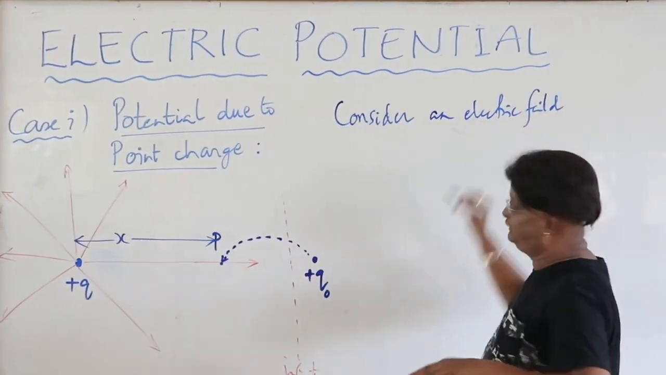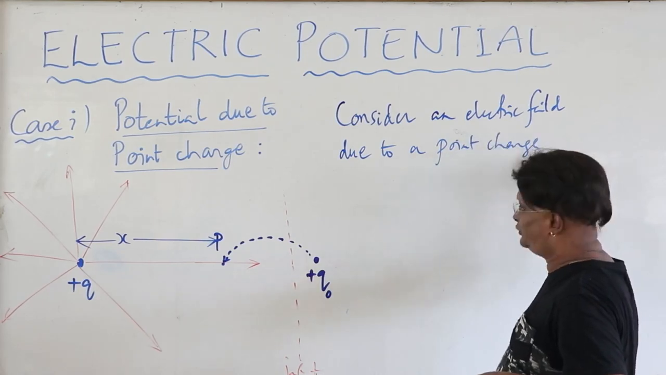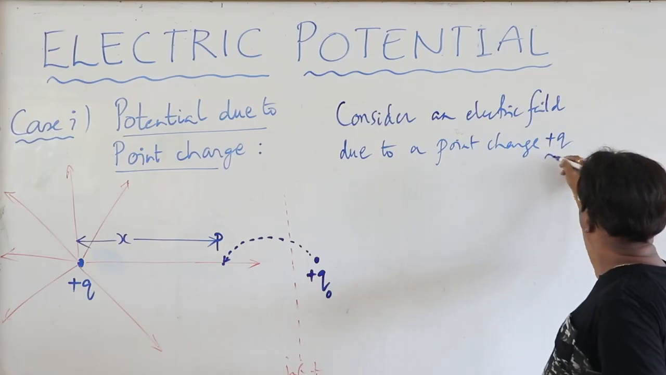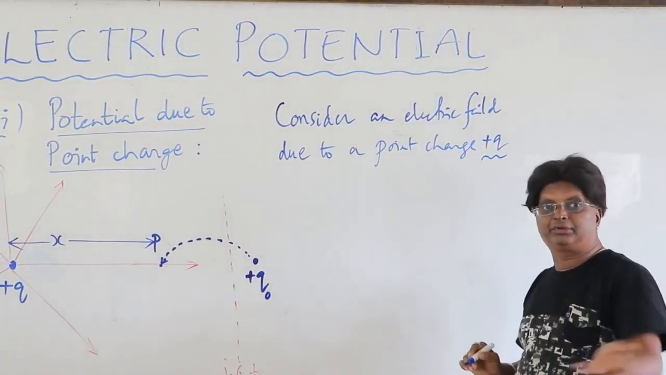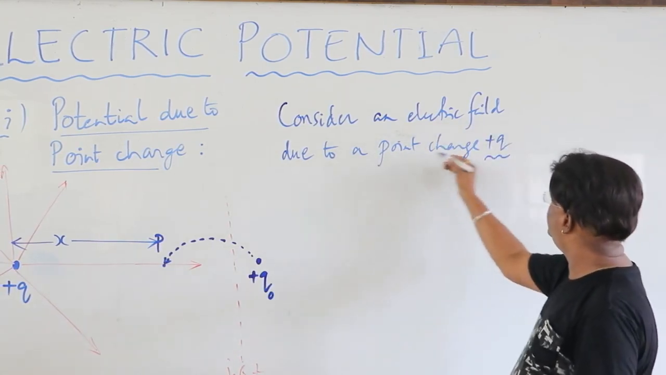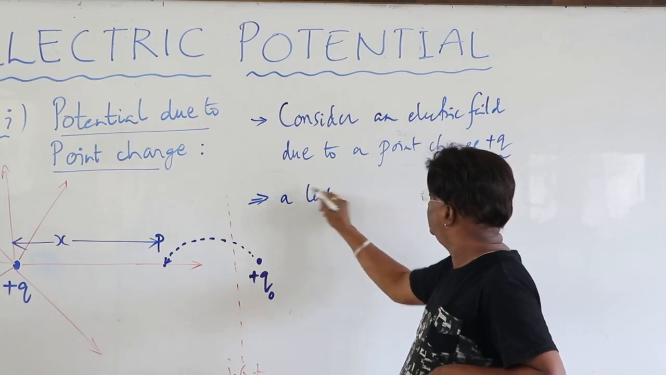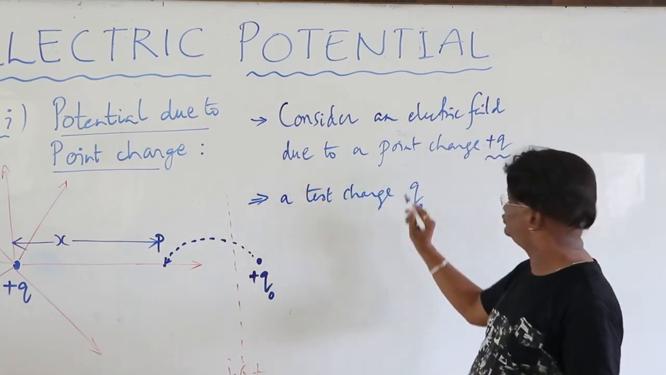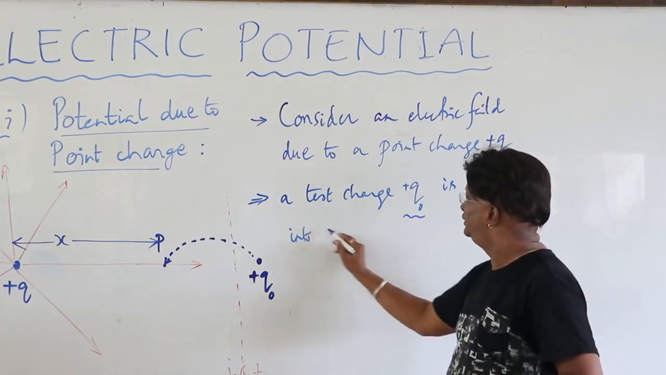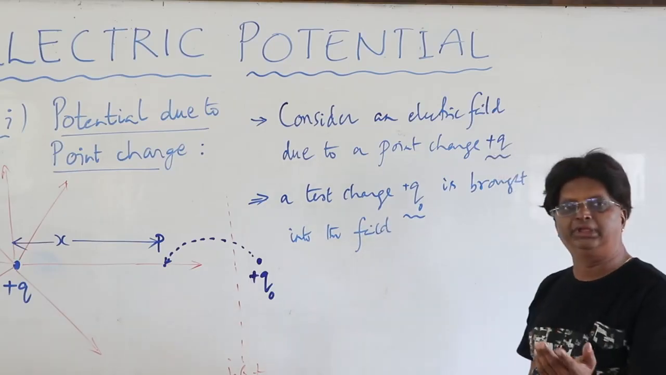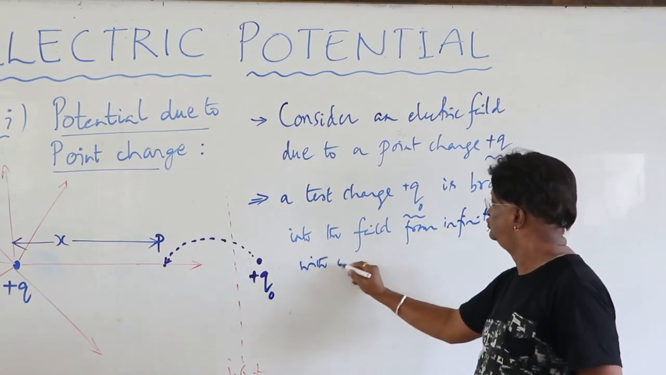Consider an electric field due to a point charge, which I have taken as plus q. Whenever you are writing symbols, underline them so that they are easily visible for anybody who is looking at it. Consider electric field due to a point charge plus q. Now, another point we are making is a test charge Q0, of course it is always positive. The test charge is brought into the field from infinity with uniform velocity.